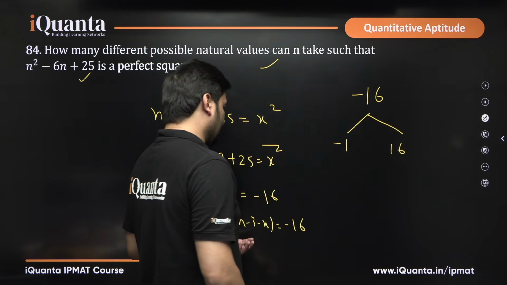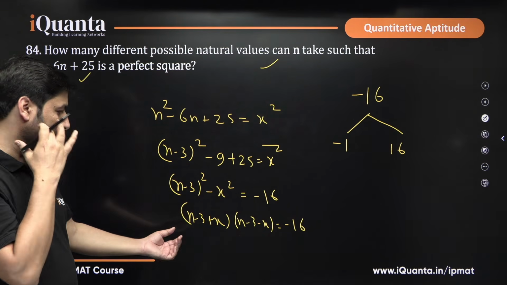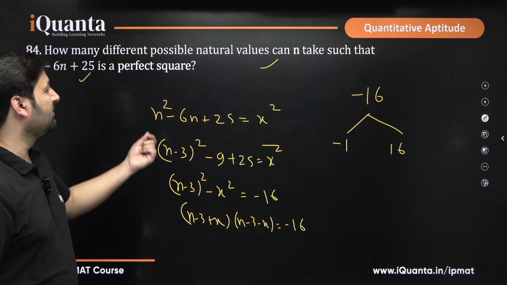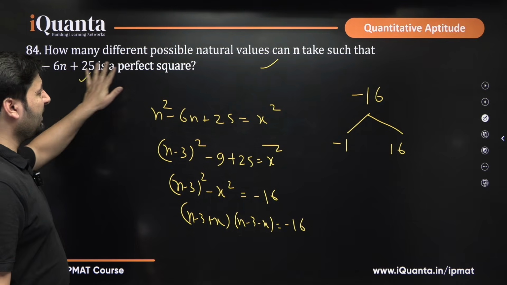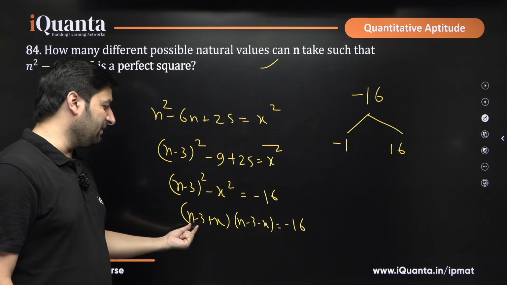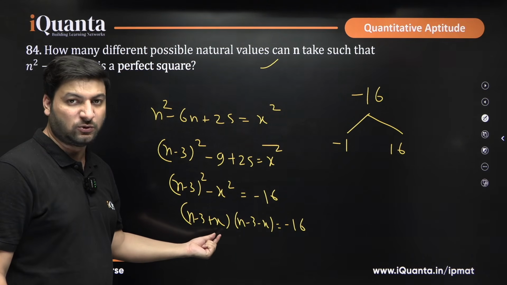Now, there is one logic over here, see, this is n minus 3 plus x. So, n is a natural value, so this will be a bigger value and we are adding something to it.